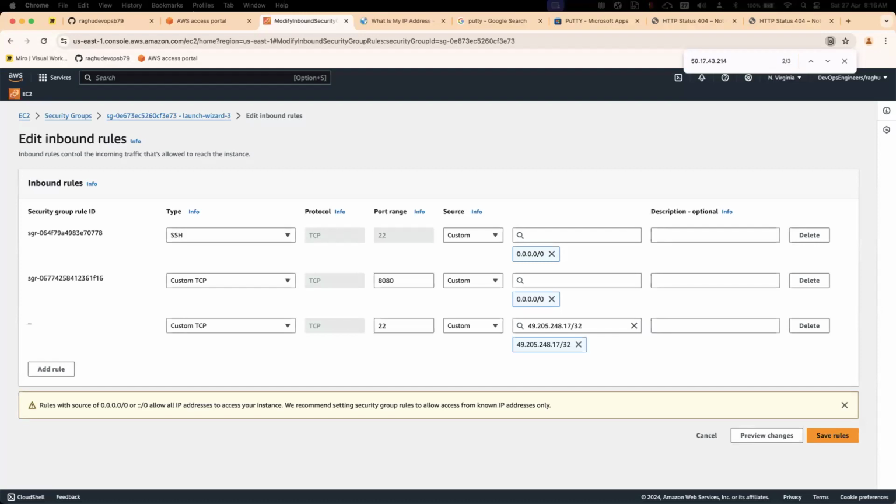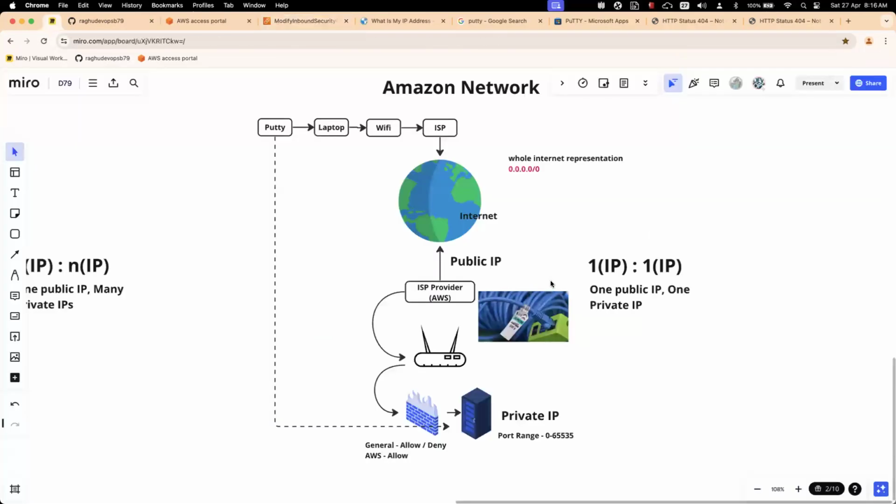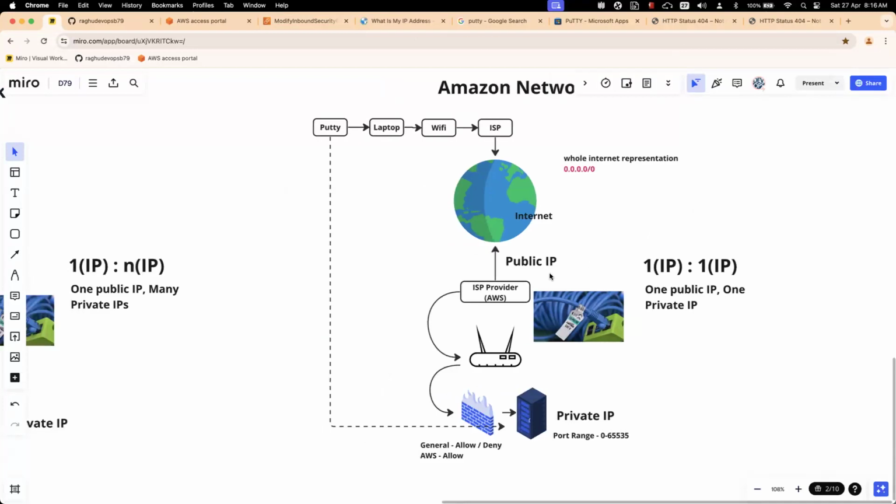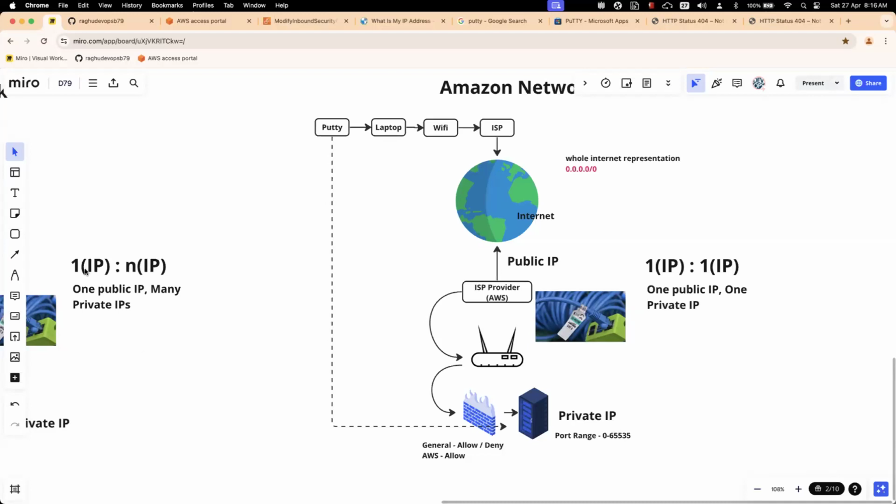Can you show the diagram? Here you said 1:1 ratio in Amazon, right? And in our home there will be 1:n number of devices. So now let's say you have 3 laptops in your home. Are you taking 3 internet connections or 1 internet connection? Only one. So one is to n. For one connection we are using n number of devices.